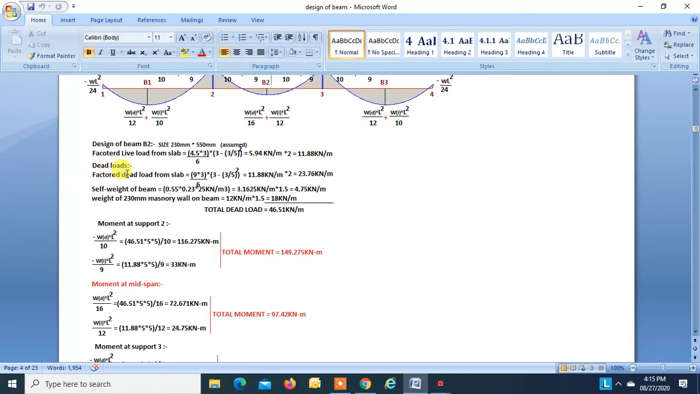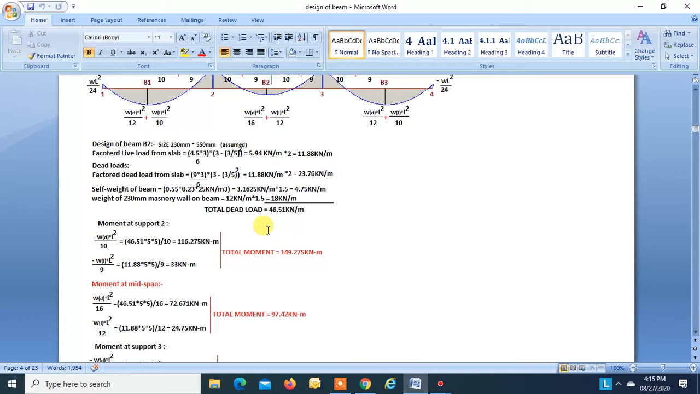The factored load due to dead load is 1.5. Putting the value in that formula, we get 11.88 into 2, that is 23.76 kN per meter. Self weight of the beam is found to be 4.75. Weight of the 230 mm masonry on the beam is found to be 18 kN. The total dead load is 46.5.